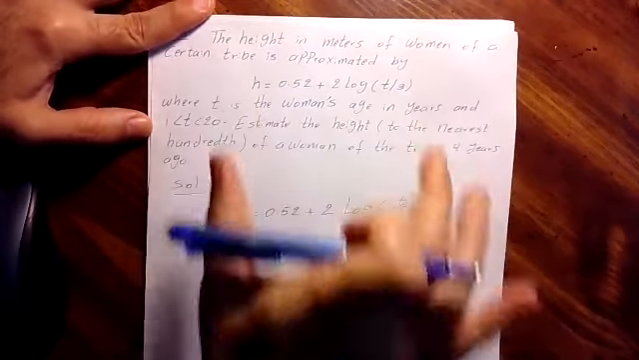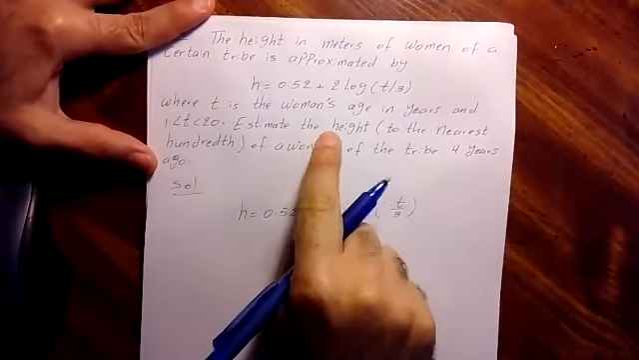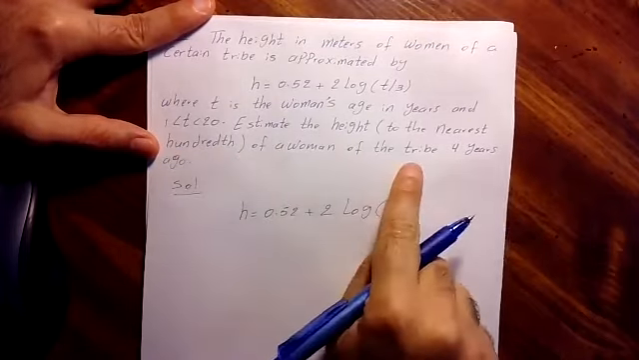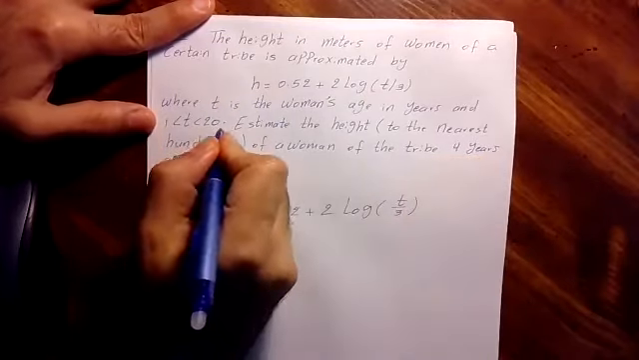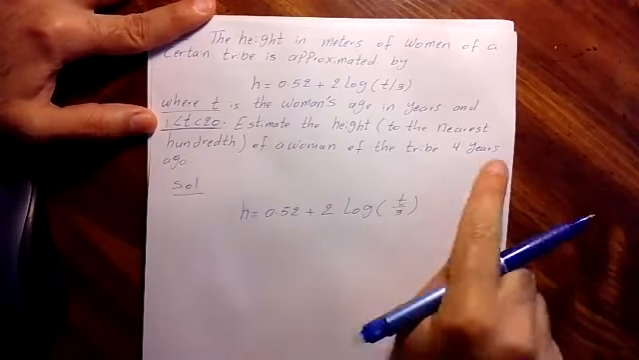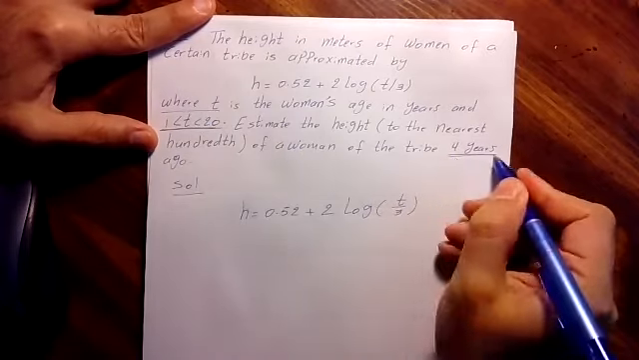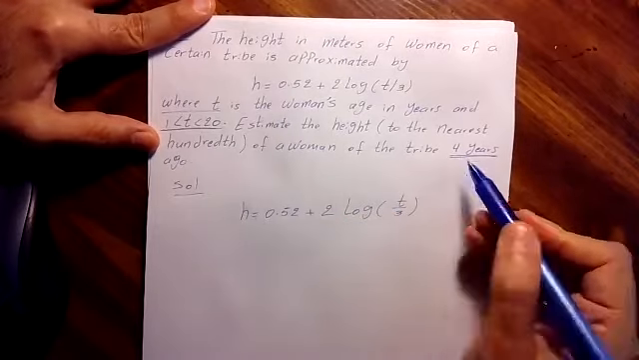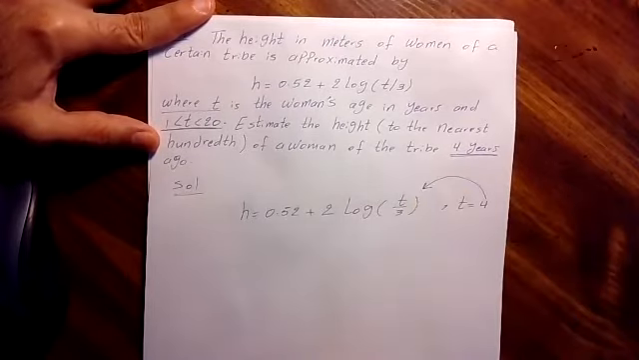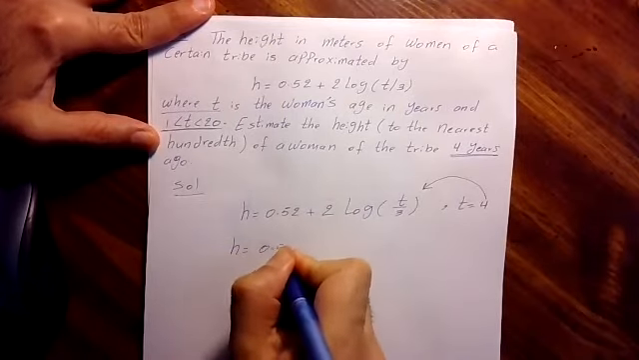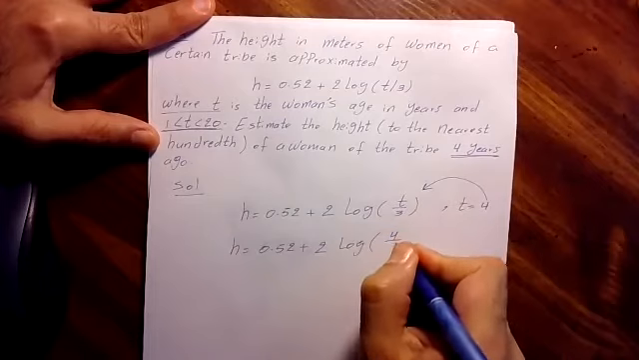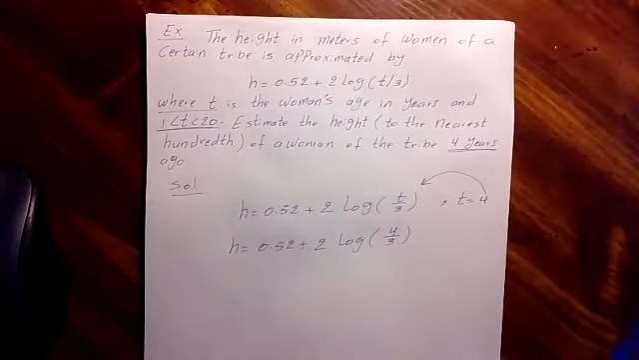Now, here's the example. We have the equations here. Estimate the height to the nearest 100th, which means we have to round to the nearest hundredth, of a woman of the tribe at 4 years. The first thing they're telling you: t is the age in years. Now they ask you to find h, the height, when t equals 4. So we're just going to plug in t here. So h is going to be equal to 0.52 plus 2 log of 4 over 3. That's the only thing we're going to do.